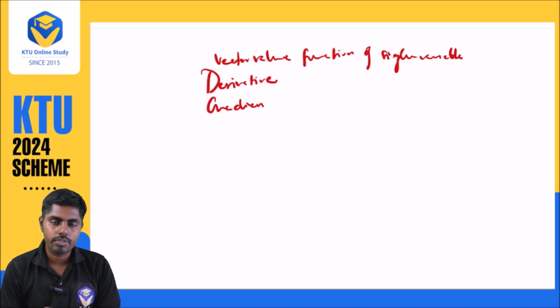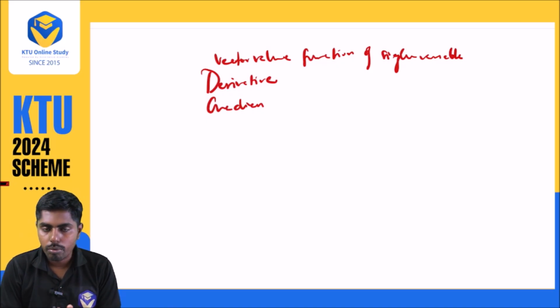So in the next class we will be going to the important 5 mark area, that is directional derivatives. So these are very important topics which we can expect for a 5 mark question.